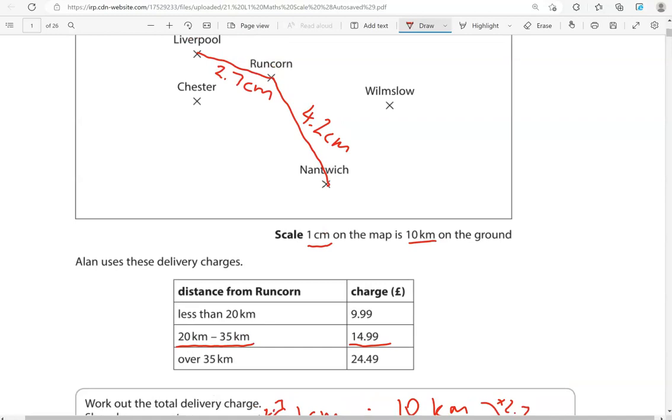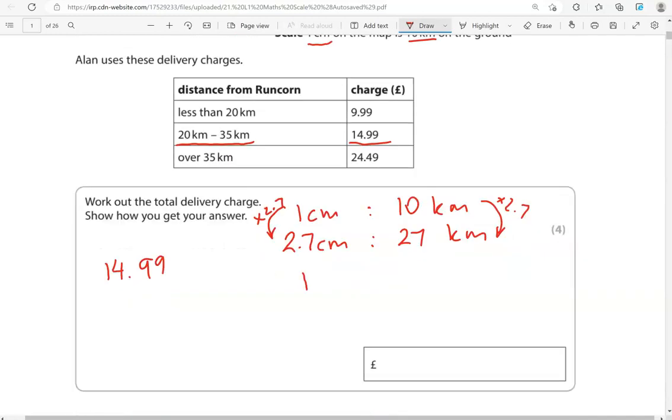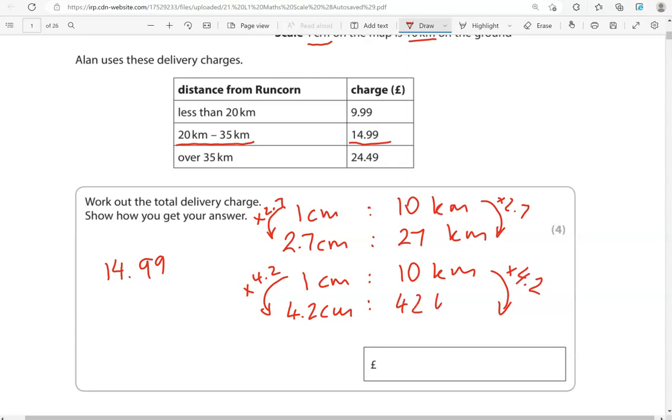Then we have Runcorn to Nantwich, which is 4.2 centimeters. So again, using the same scale, 1 centimeter to 10 kilometers, we've got 4.2 centimeters on the map. So 1 times 4.2 gives us 4.2. So now 10 times 4.2 will give us 42 kilometers. So that is over 35 kilometers, which gives us £24.49.